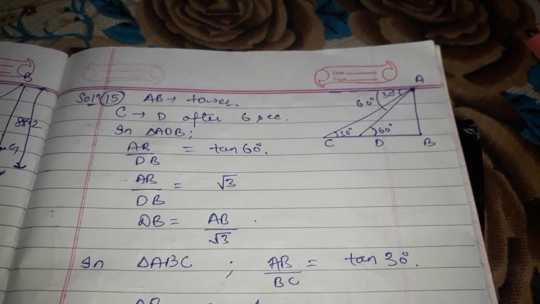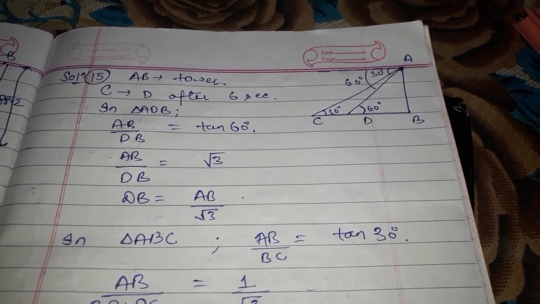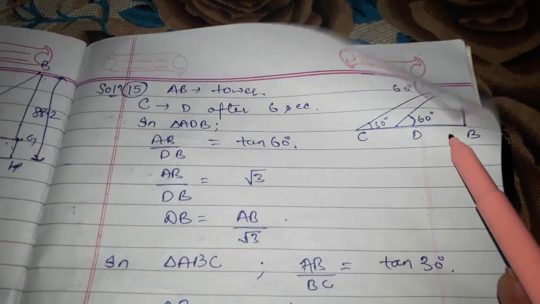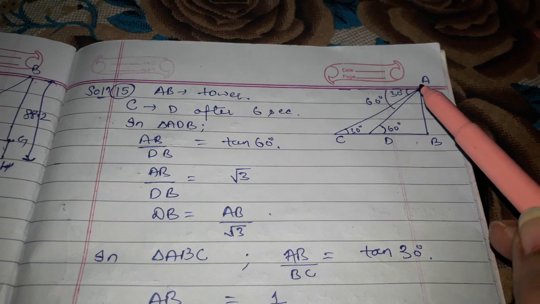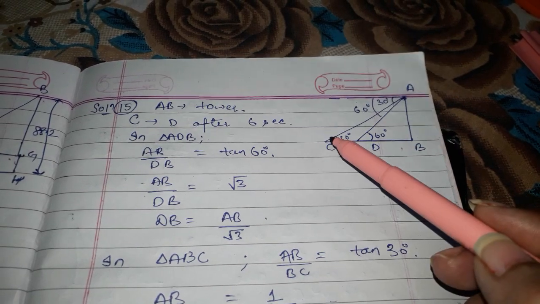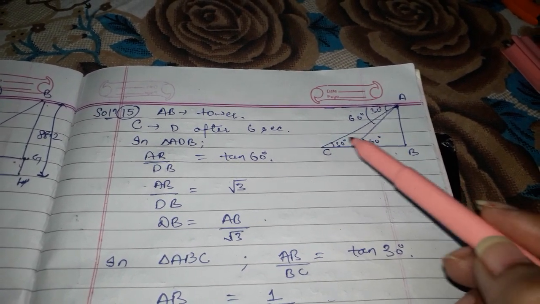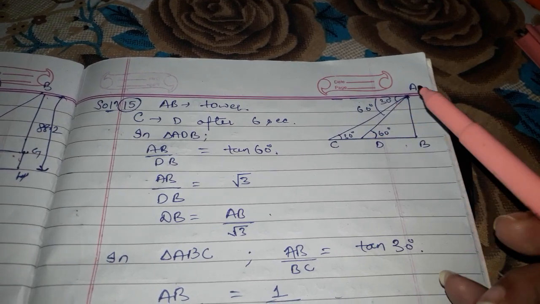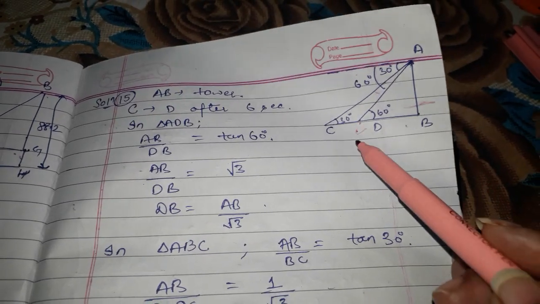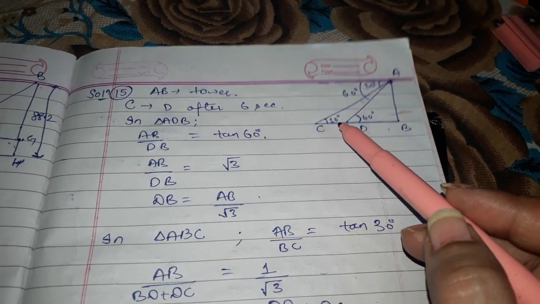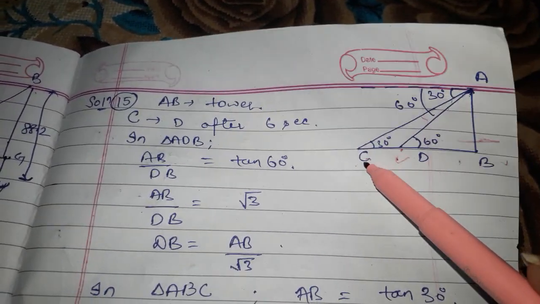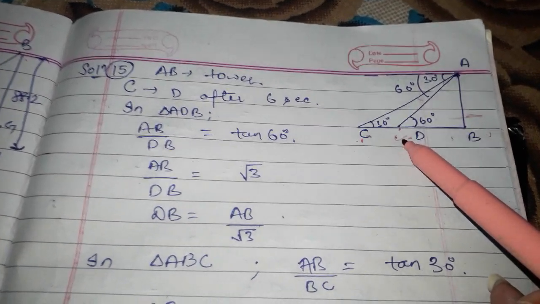Next question is the 15th question. A straight highway leads to the foot of a tower. A man standing on the top of the tower observes a car at an angle of depression of 30 degree, which is approaching the foot of the tower with a uniform speed. After 6 seconds, the angle of depression is found to be 60 degree. We have to find the time the car needs to reach the foot of the tower from this point. AB is the tower, C is the initial point, D is the point where the car reaches after 6 seconds.